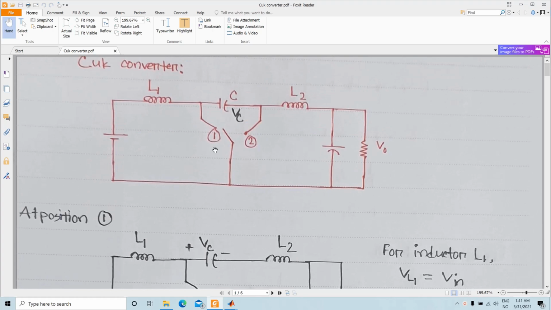Today we will learn about the Cuk converter. This is one of the converter types that can be used in both buck and boost operation. Here is the simple circuit diagram of the converter.